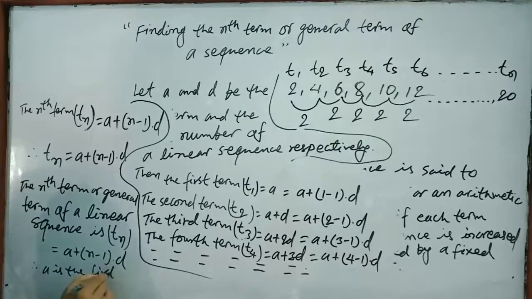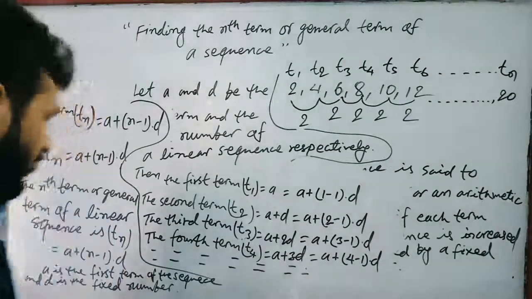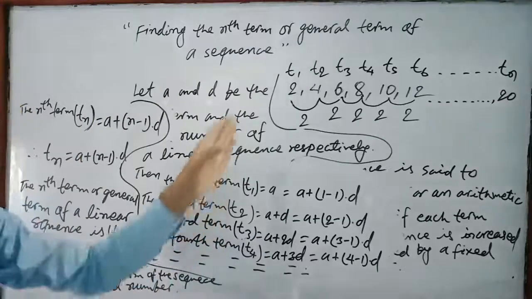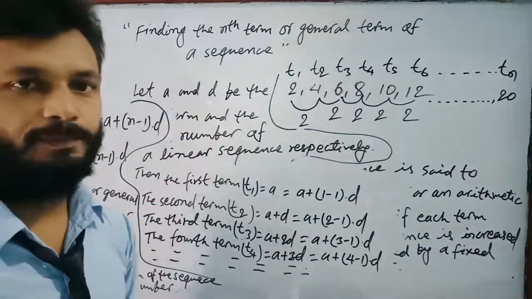Where a is the first term of the sequence. Understood? And d is the fixed number. D is the fixed number. Understood? A is the first term, and what is d? D is a fixed number, by which the sequence increases or decreases. Are you clear?